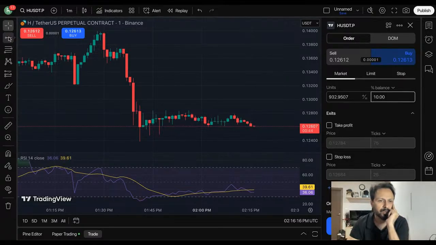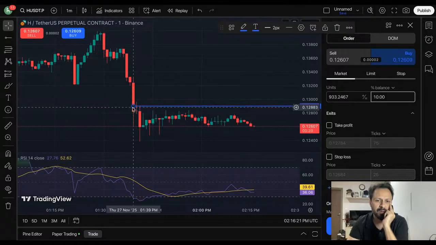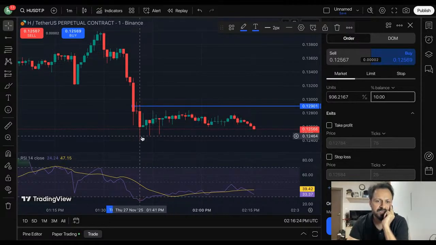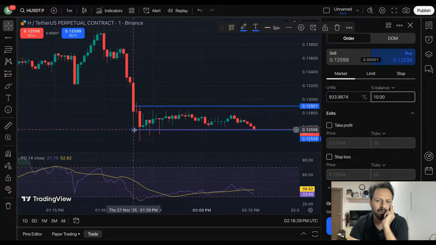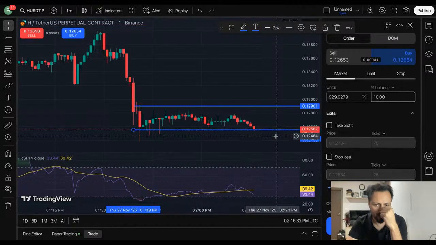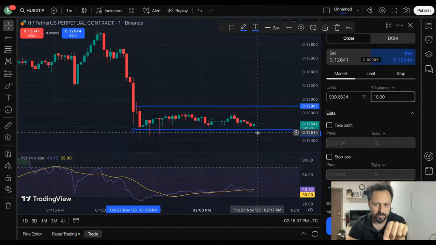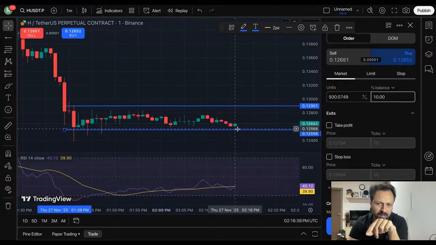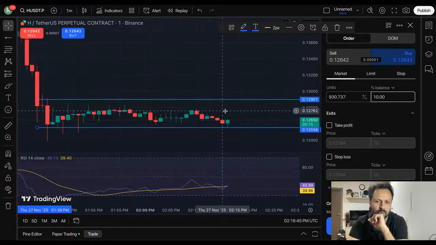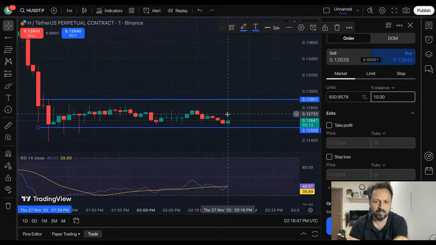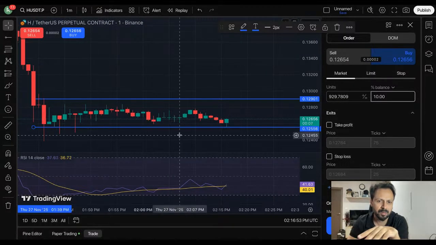Okay, one more thing I need to tell you guys. This is called resistance and this is called support. The lower line is called support, which means there are more buyers here. You see the support. The coin came here, and a lot of buyers have limit orders over here. So when people buy, the price moves upward, and when people sell, the price goes downward.